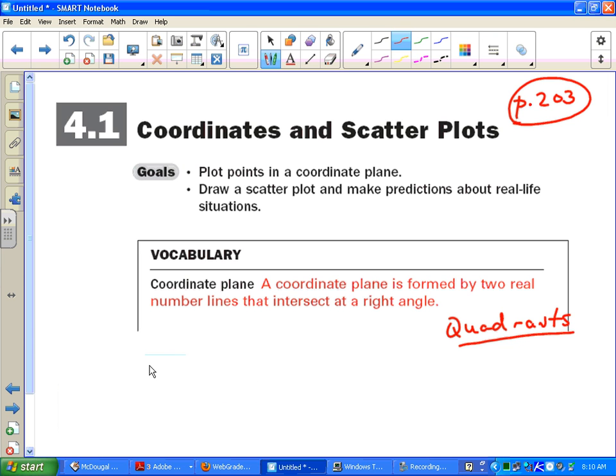Okay, this is section 4.1, coordinates and scatter plots. We're going to plot points in the coordinate plane. We're going to draw scatter plots and make predictions about real life situations.